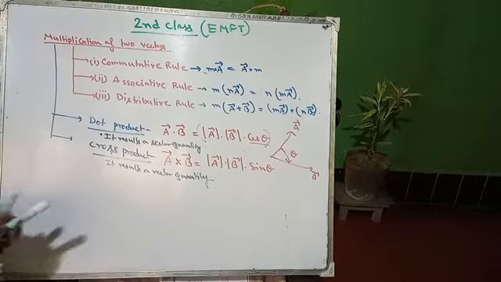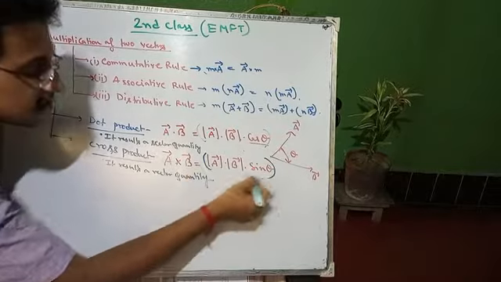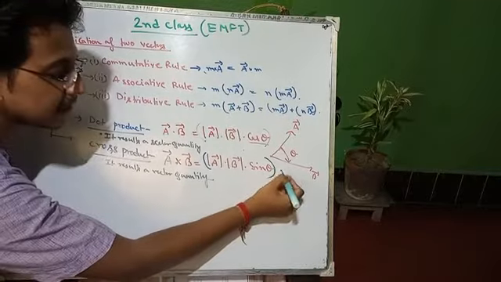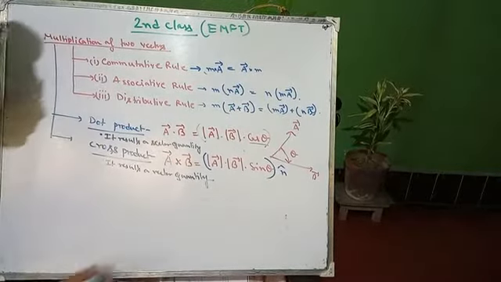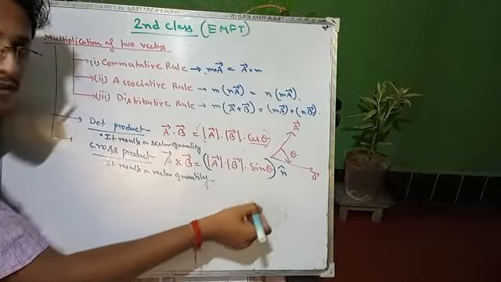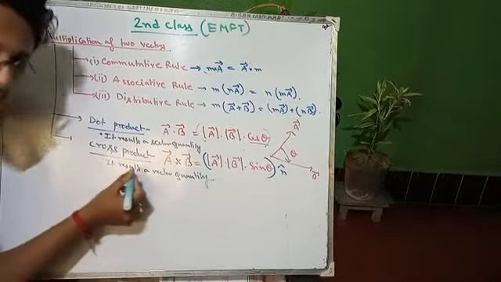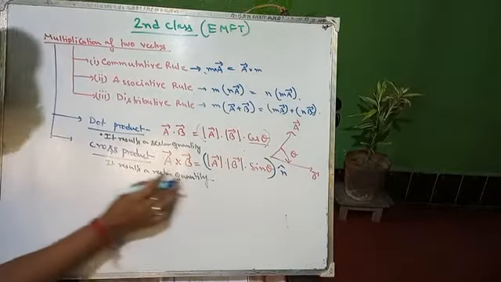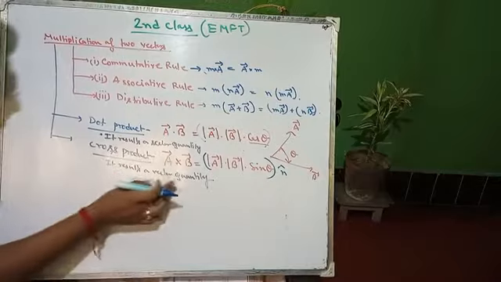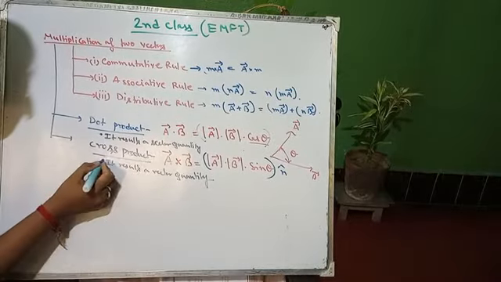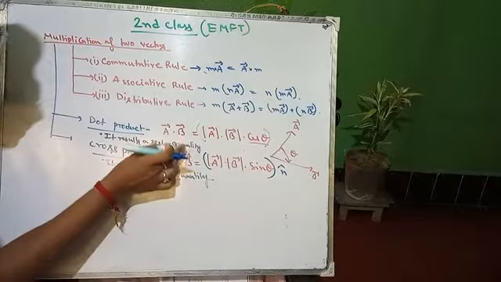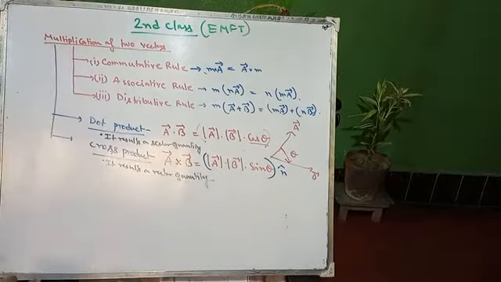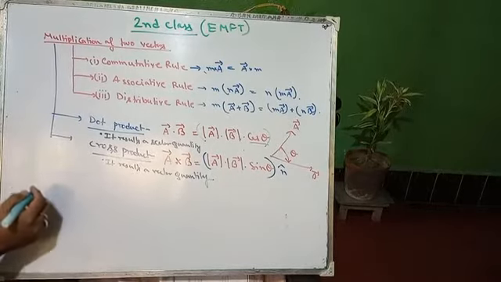Vector quantity means it has a unique direction, that is, A vector cross B vector will be equal to modulus of A into modulus of B into sine theta, with some n cap. The significance of this n cap we will understand when we discuss the significance of cross product. Just wait a little, I will discuss. So dot product results in a scalar quantity and cross product results in a vector quantity. A scalar has only magnitude, and a vector has magnitude as well as direction.